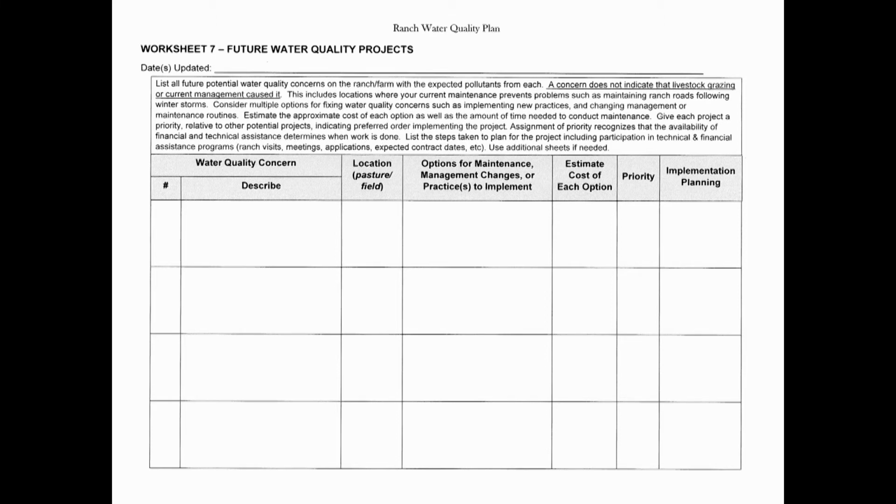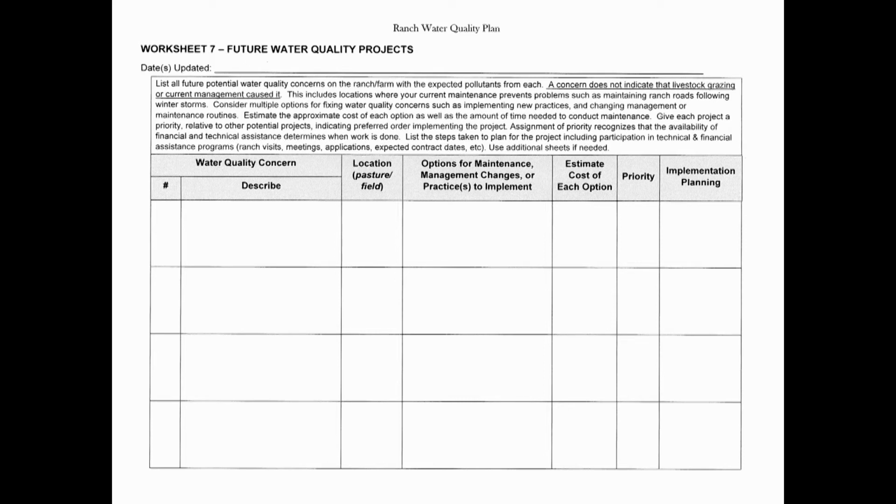Also, if you have anything you want to add to Worksheet 7, you can do that every year when you update your plan. Rainy days are a great time to update your ranch water quality plan. Let's work through the Worksheet 7 table with some examples so you can see how to complete it for your ranch. Remember to have Worksheets 4, 5, and 6 and your ranch maps handy to help you remember locations and projects you wanted to take on and to make any notes you might need.